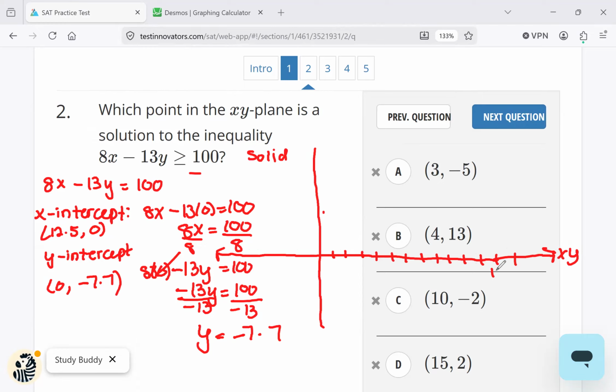Here is 12, there's 13, so 12.5 should be right in the middle. And then 0, -7.7 would be down here. 6, 8, -7.7 would be right about here. And we said it's going to be solid because it has an equal sign. So you're going to put a little solid line connecting these two dots.